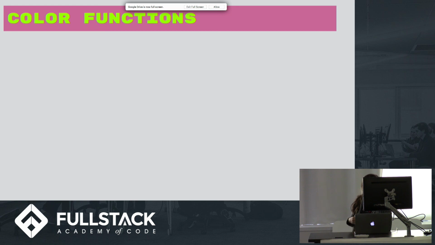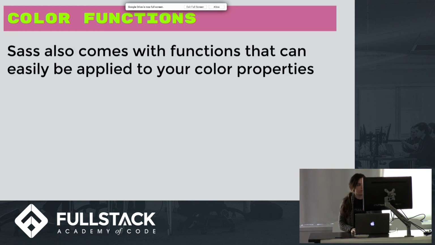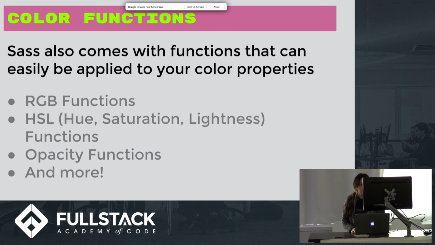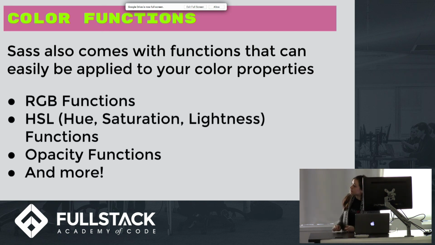Color functions are the easier and not so mathy way to go about it. They're easier for choosing and manipulating your colors. And there are various types of functions available. These are some of the ones, like RGB, HSL, which is hue, saturation, lightness, which is a common one, opacity, and more.